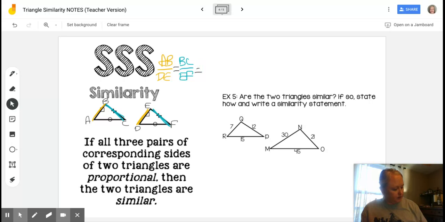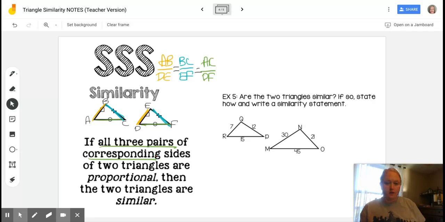I already used yellow. Let's do green. So DF and AC. So AC and DF. So all three of these ratios have to be equal in order for these two triangles to be similar. Okay? So all three pairs of corresponding sides.